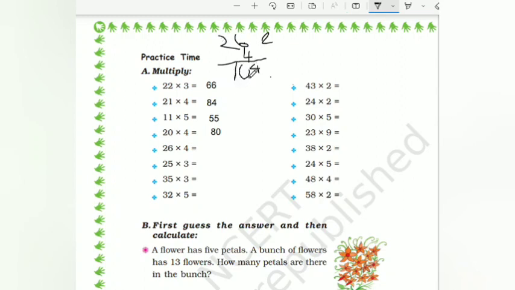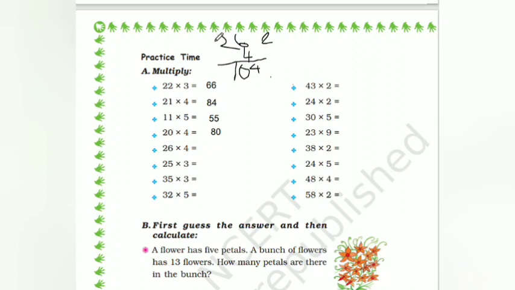Okay, I will say once more. That is 4 times 6 is 24. Balance 4 here, 4 is written here. Balance 2 is there. 4 times 2, 8. 8 plus 2, 10. 104 is the answer. Next one.